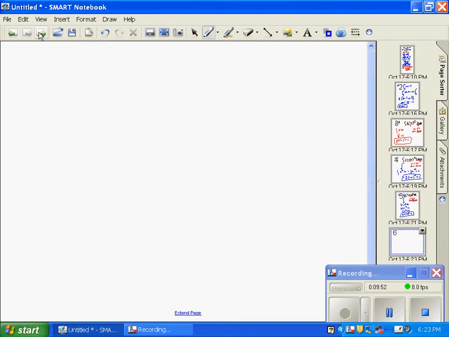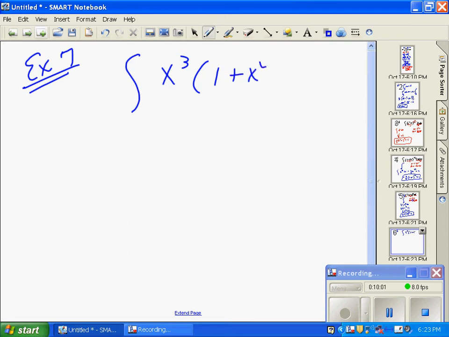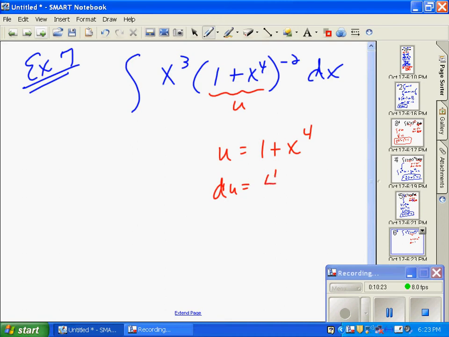Example 7. Let's do another one where we have to insert some things. I have the integral of x cubed, and I'm going to rewrite that as (1 plus x to the fourth) to the negative second dx. Again, I'm going to let this part be my u. So I'm going to let u be equal to 1 plus x to the fourth. Therefore, du in differential form is 4x cubed dx.